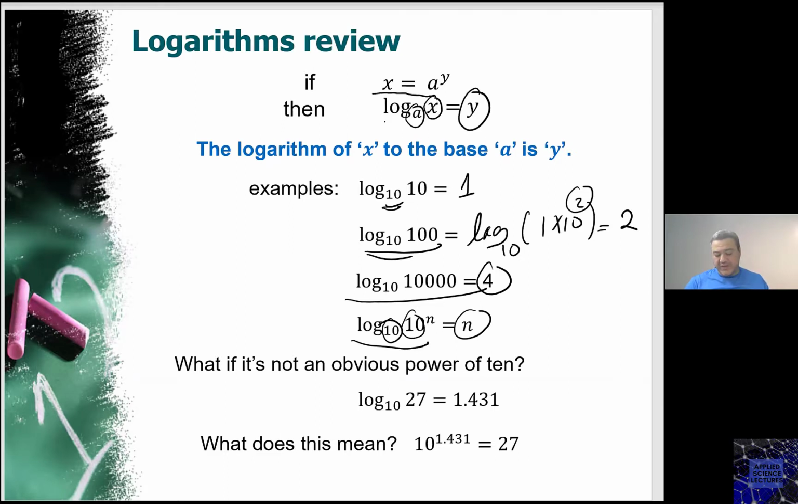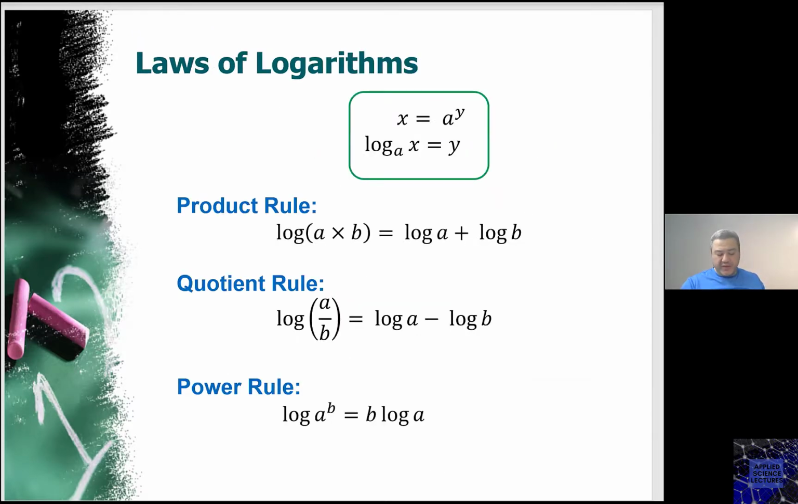Now, what happens if it's a number that is not with a base 10? Then the answer would be to find the equivalent. For 27, which is 10 to the power 1.431, the answer would then be 1.431.